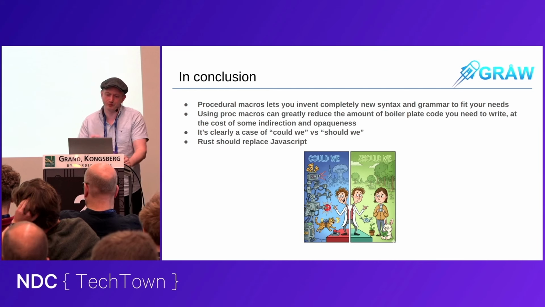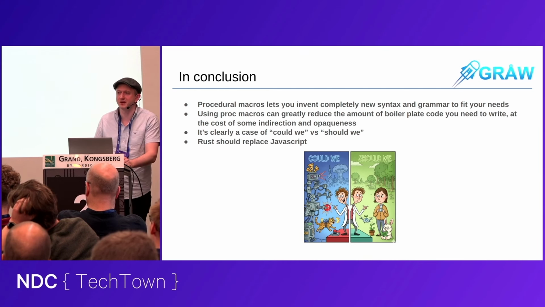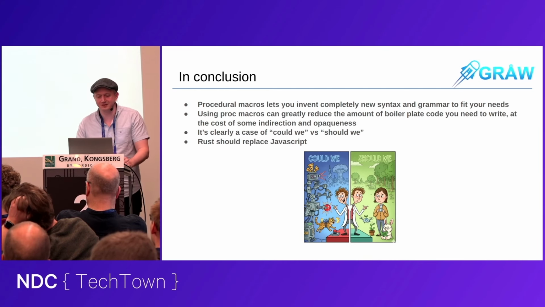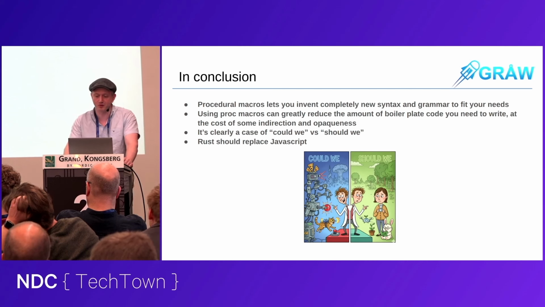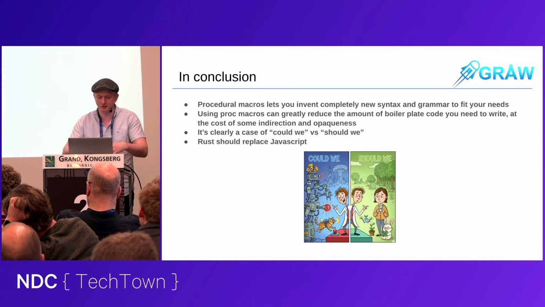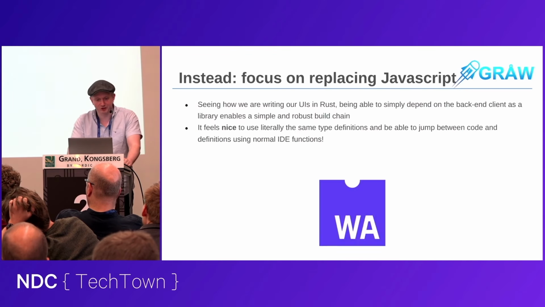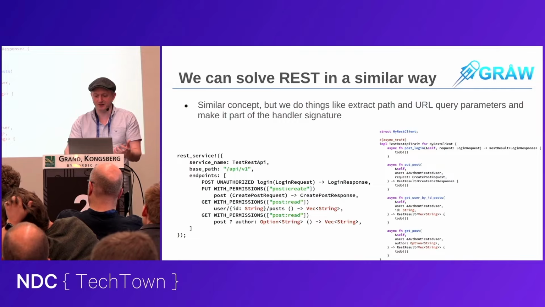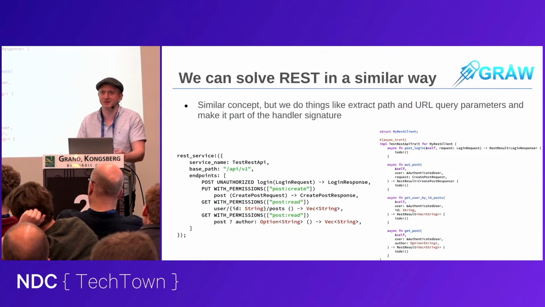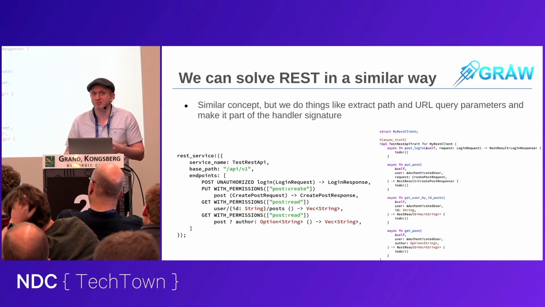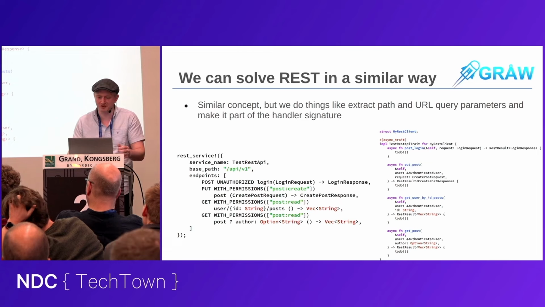And a word of caution is it is a case of could we versus should we. You should have a pretty good reason to use a proc macro and make a DSL, because it tends to increase the complexity of your program quite a bit, at least until you stabilize the language and the implementation of the macro, and you don't need to maintain it that much. And of course, Rust should replace JavaScript, because nobody wants to write JavaScript, really. But yeah, the takeaway here shouldn't really be the details of the API definitions here or anything. It's more that idea that you can make your own language without too much hassle.